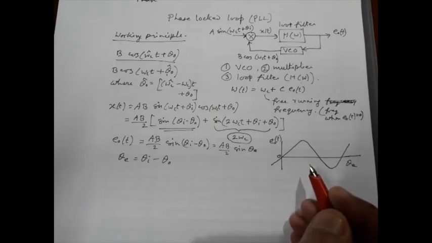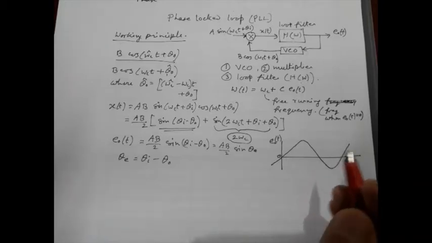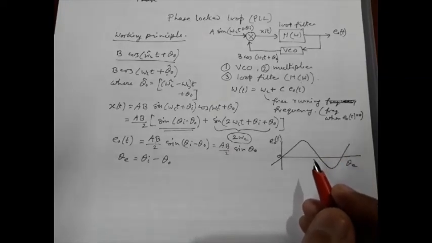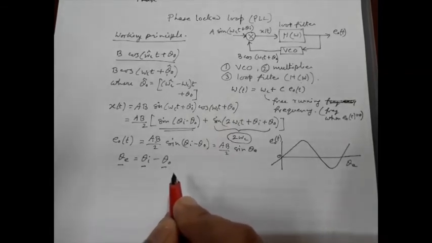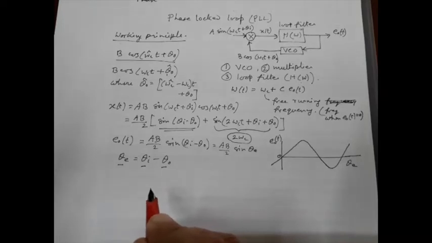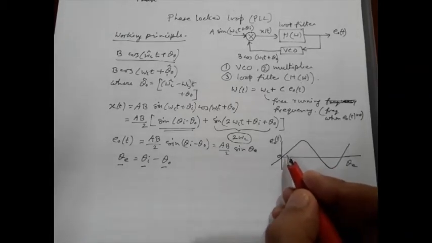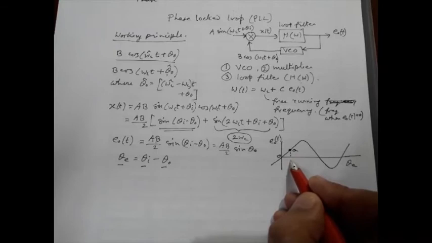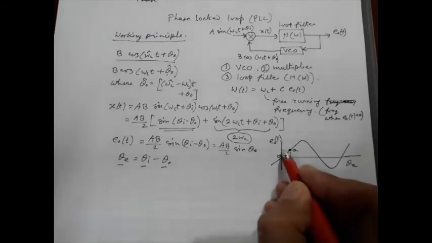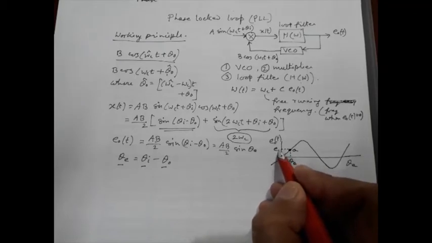That means the frequencies of both the input and the output sinusoids are identical. So that means it is in steady state, and these three parameters are actually constant right now. So suppose under this condition the operating point is this, say at point A, corresponding theta E is this, corresponding E0 is this.